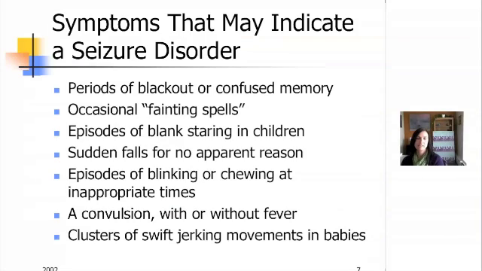Let's see. So the tonic-clonic seizure would be the one where somebody falls down suddenly, and they're probably convulsing and shaking and jerking, and they black out, they lose consciousness, and then they'll come to after a few minutes. Hopefully the seizure will not last more than 5 minutes, and most of these seizures will only last a couple minutes.